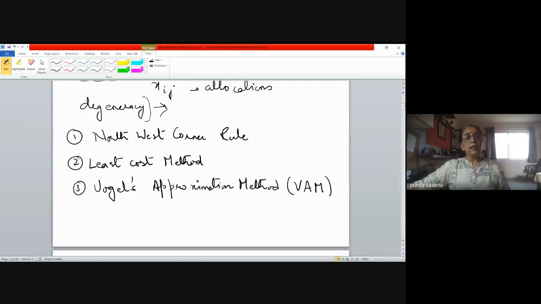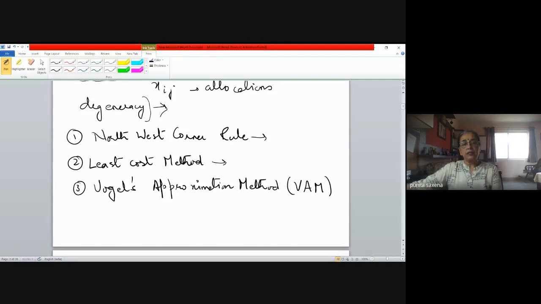Now, as I was saying, these three methods are in this order. This is the easiest method to find the initial basic solution, but the distance of the solution that we obtain from here to the actual optimal solution is more. Okay? So it is far from the optimal solution compared to the other two methods.